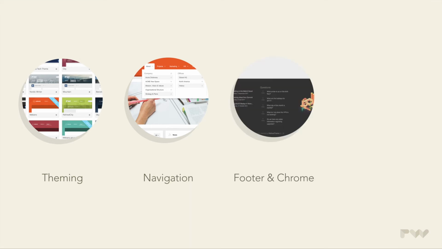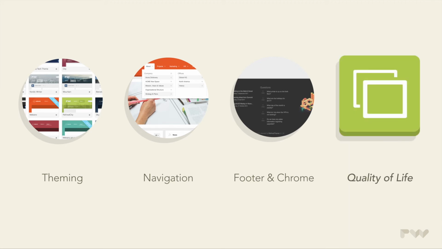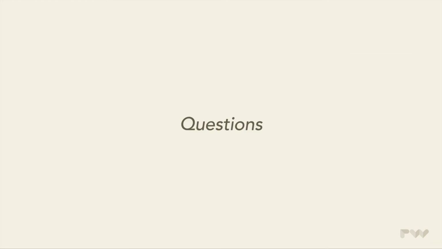We have also shown you some of the Chrome around the content, so the footer and the header and stuff like that, and what you can do with it. And all of these features, we hope, add to the quality of life of your Confluence users. So by that we hope that you have a little bit more information, and that you will try out RefinedTheme for Confluence Server. So I think with that, it is time for some questions, Genevieve.